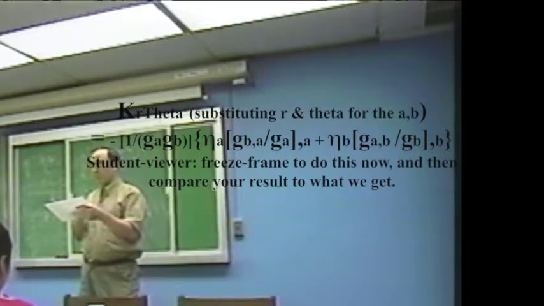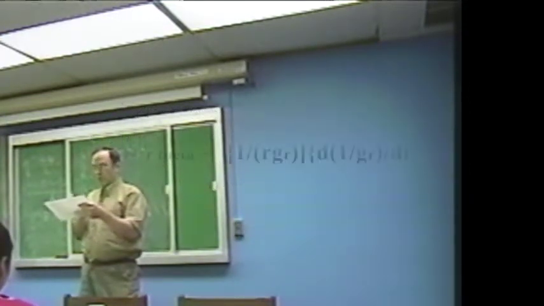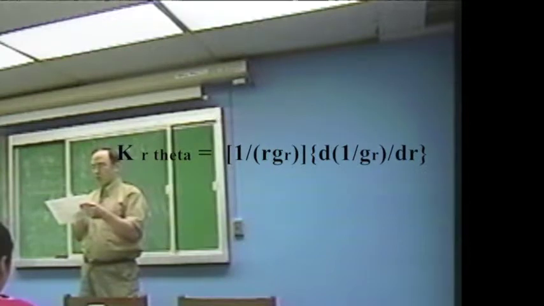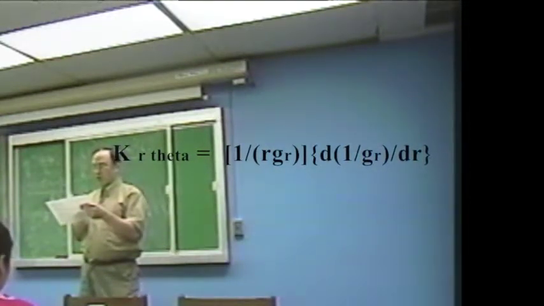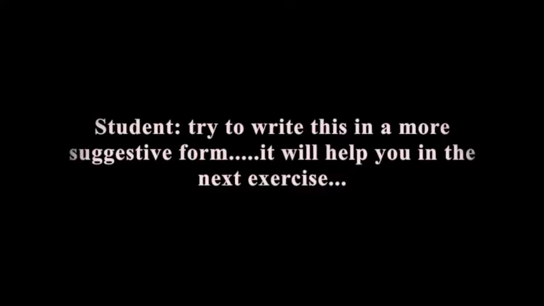What's g_r? It's the square root of g_rr. It's a function of r. Is there a derivative with respect to theta? No. So that whole piece vanishes. So you just have that first piece. So I wrote it down as K_r theta equals, first you have the square bracket piece, which is r g_r to the minus 1, times what we said before, 1 over g_r, derivative with respect to r.